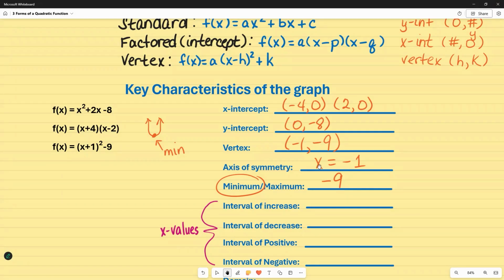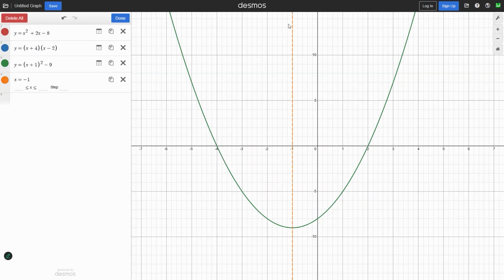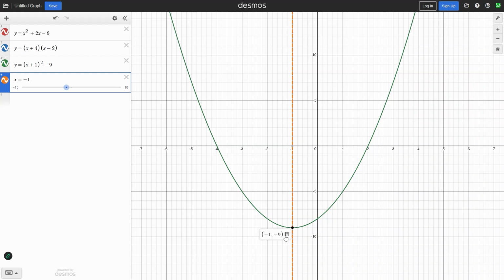And again, your axis of symmetry is your x portion. This is what your axis of symmetry looks like when you type it in Desmos. It is depicted as a dashed line, and that's your x value at -1. Your y value again is where your vertex is actually going up or down, which is your minimum or your max. Your minimum in this case is going to be your y value, which is -9.